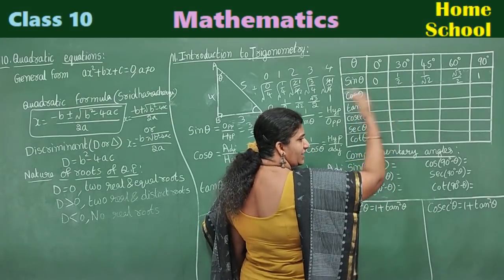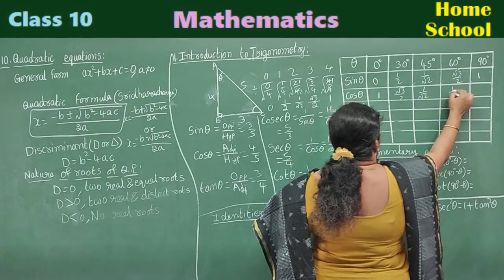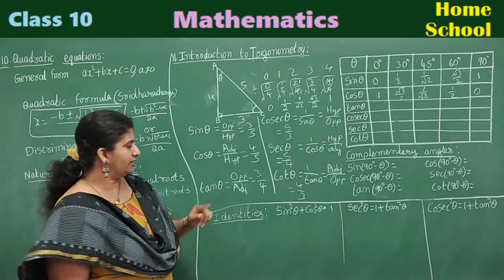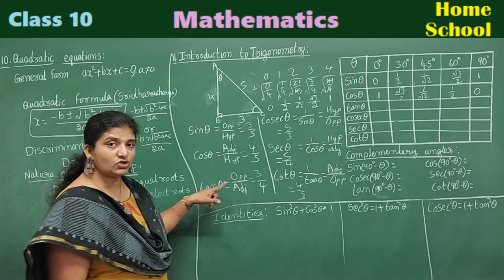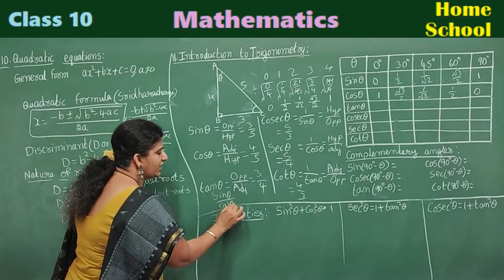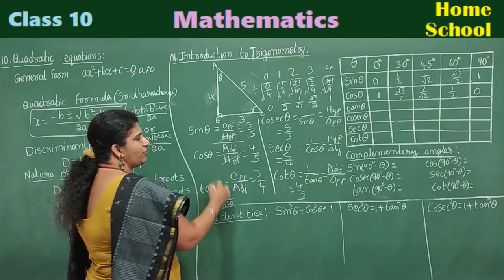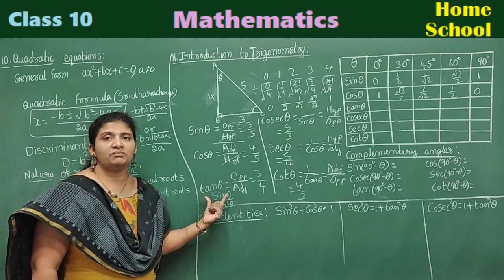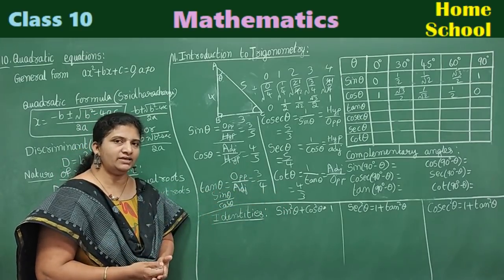Cos theta, just write in reverse order: 1, root 3 by 2, 1 by root 2, 1 by 2, 0. Now, before knowing this, I need to say one more word here. Tan theta, opposite by adjacent. Tan theta is also written as sin theta by cos theta, children. Observe here carefully. Opposite by hypotenuse, adjacent by hypotenuse. If you divide, hypotenuse cancels, opposite by adjacent. Tan theta we can remember as sin theta by cos theta, and cot theta you can remember as cos theta by sin theta.